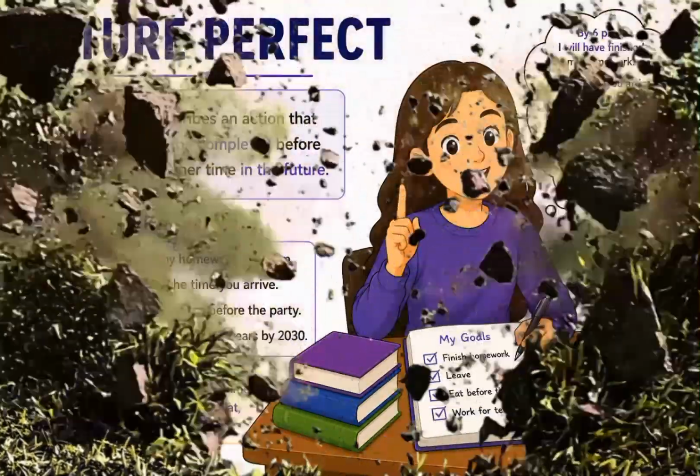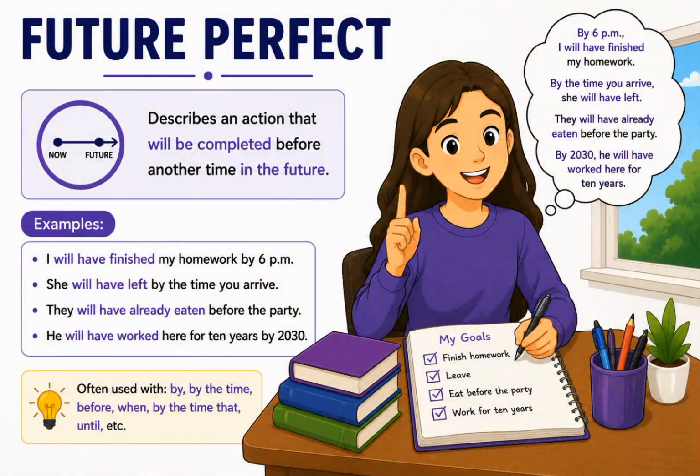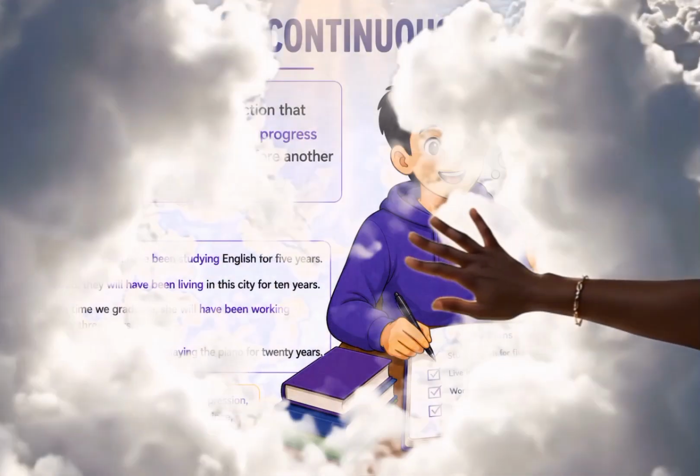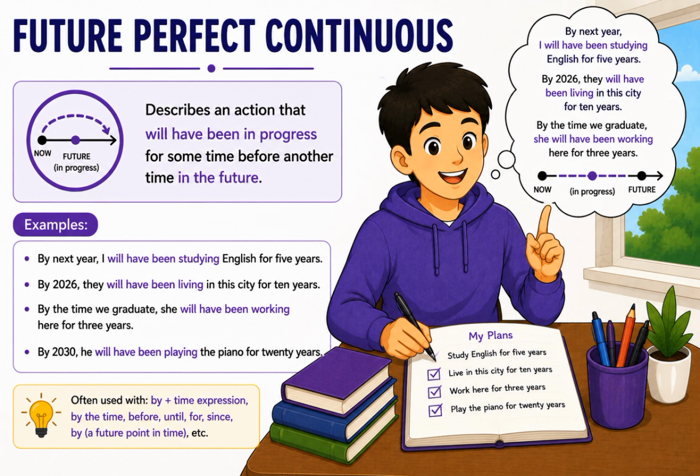The future perfect describes an action that will be completed before a future time. For example, by next year, I will have graduated. Finally, the future perfect continuous shows how long an action will have been continuing before a future moment. For example, by next month, I will have been learning English for 3 years.